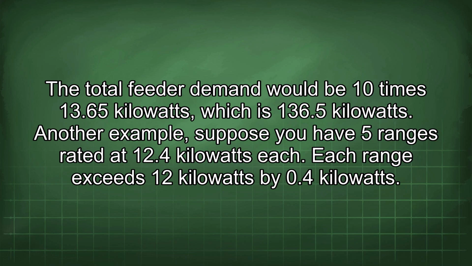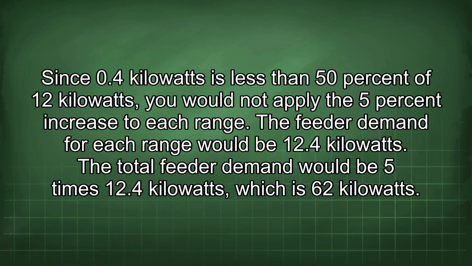Another example, suppose you have 5 ranges rated at 12.4 kilowatts each. Each range exceeds 12 kilowatts by 0.4 kilowatts. Since 0.4 kilowatts is less than 50% of 12 kilowatts, you would not apply the 5% increase to each range.